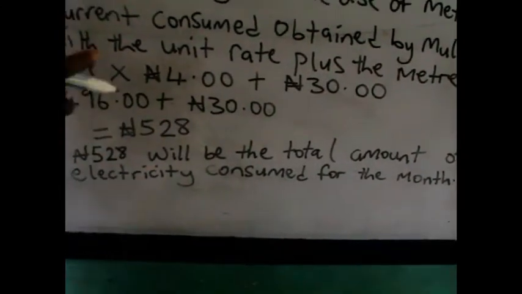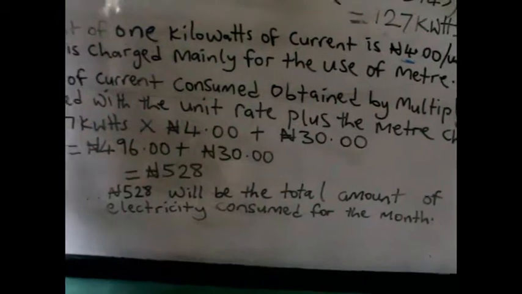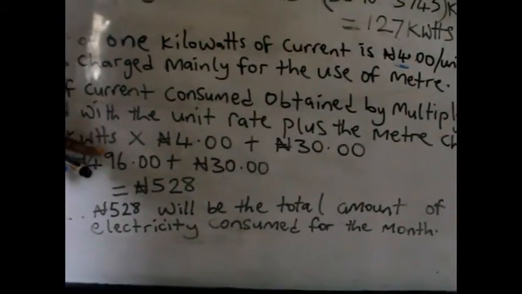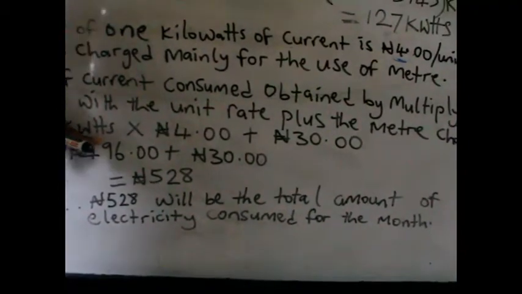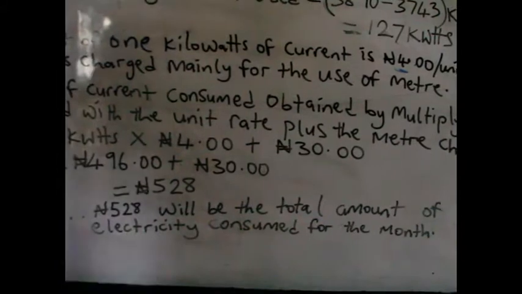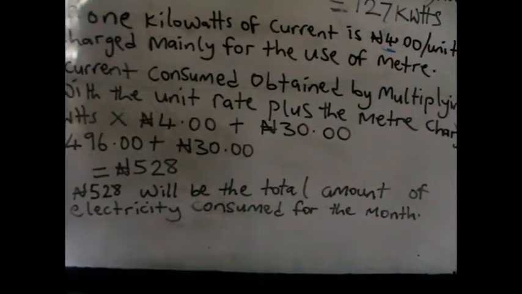So what you do is go and pay this amount to NEPA. This means that you have consumed 127 kilowatts of electricity plus the meter charge, and you have to pay NEPA 528 naira. I hope it's very clear.